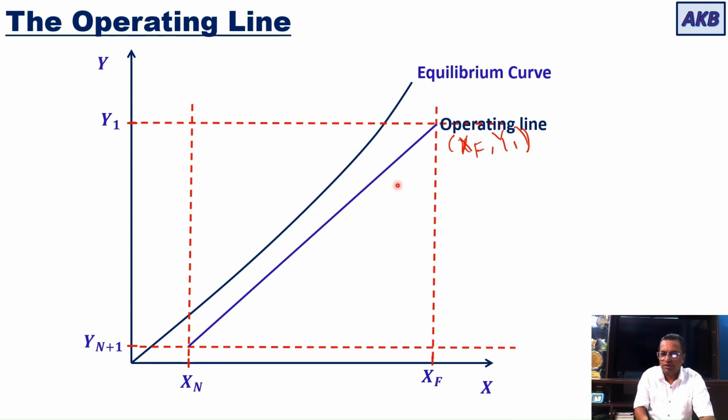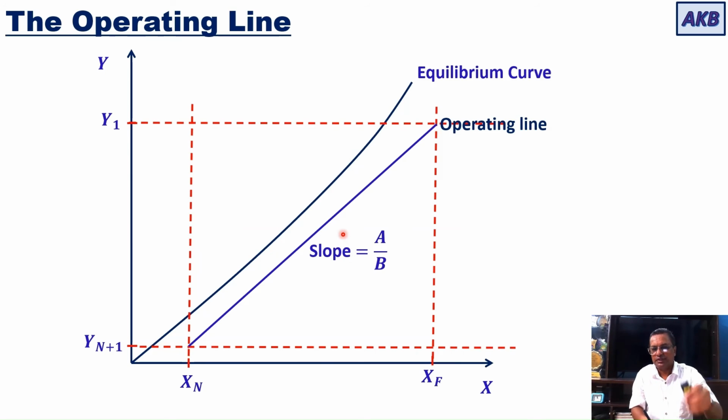The operating line, let me just erase it. So the operating line would be having a positive slope. And what is the slope? Slope of this line is A upon B. And it will be lying below the equilibrium curve. For mass transfer from feed to the solvent, the operating line will be lying below the equilibrium curve. So in this way, you have to plot the operating line on the XY diagram or the equilibrium diagram.